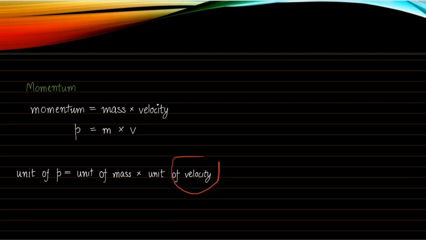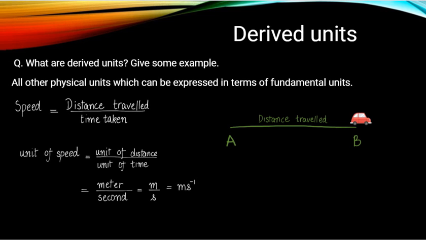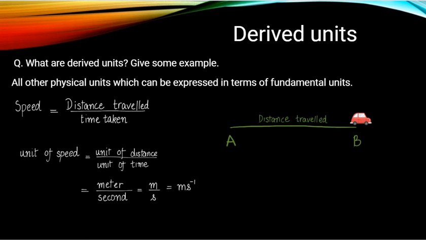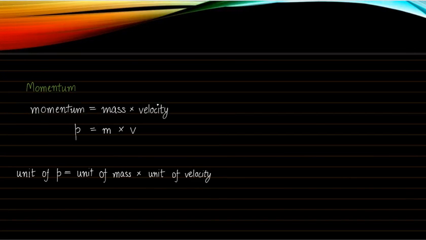So what is velocity? Velocity is just like your speed. The only difference is that in speed we did not check the direction, but for velocity we have to mention in which direction the body is moving. Rest everything is the same as speed. That means the unit of velocity will be meter per second. So the unit of velocity will be the unit of distance traveled by the unit of time taken, which can be written as m s^-1 or m/s. Fine.